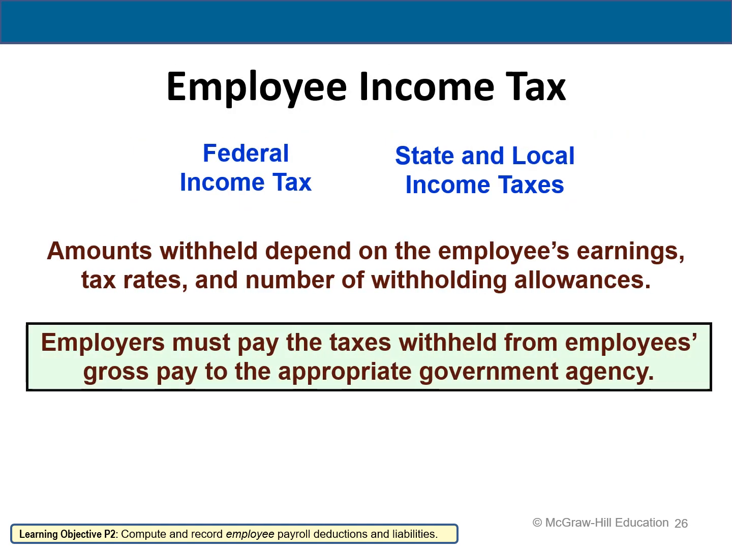Then we've got employee income tax. So most employers are required to withhold federal income tax from each employee's paycheck. So the amount withheld is basically computed using tables published by the IRS. So the amount depends on the employee's income and the number of withholding allowances that you claim as the employee, right? So we have to withhold those taxes from employee paychecks, and then we submit them to the appropriate government agency.